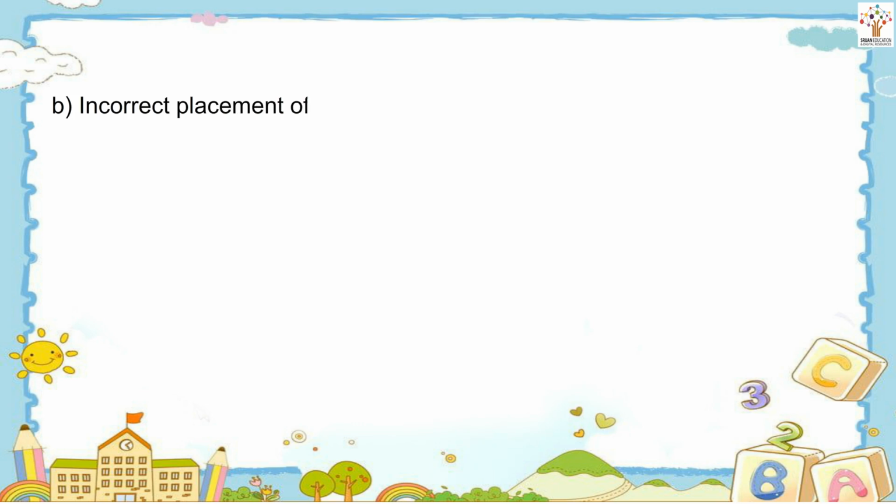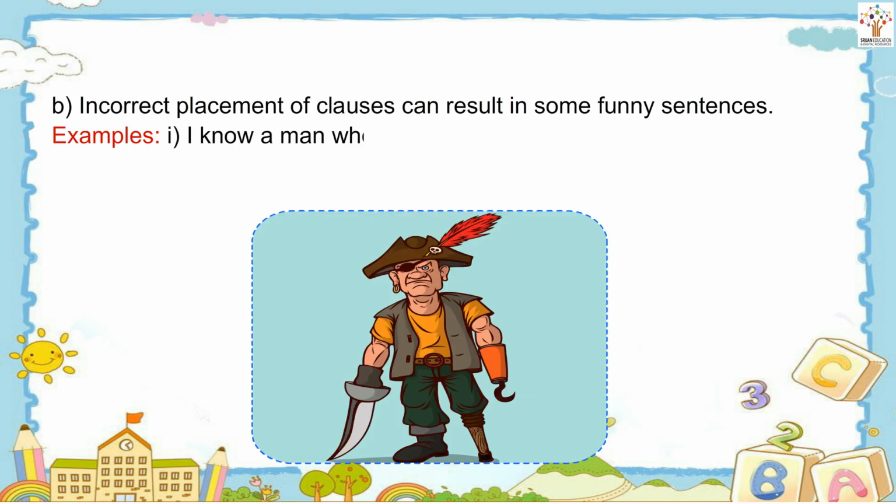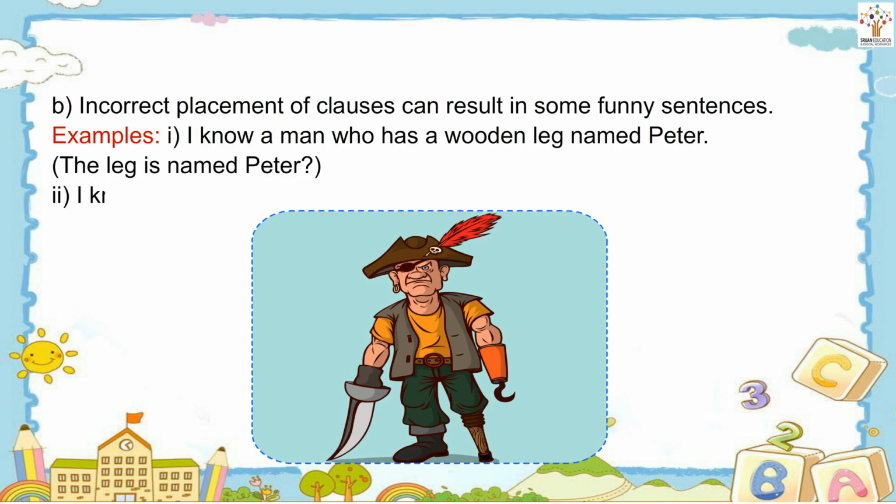Incorrect placement of clauses can result in some funny sentences. Examples: I know a man who has a wooden leg named Peter. The leg is named Peter. I know a man named Peter who has a wooden leg.